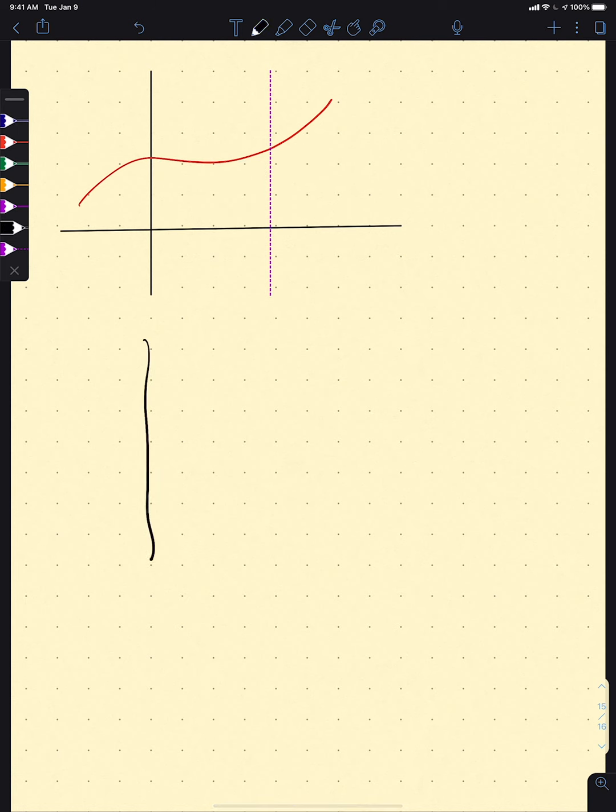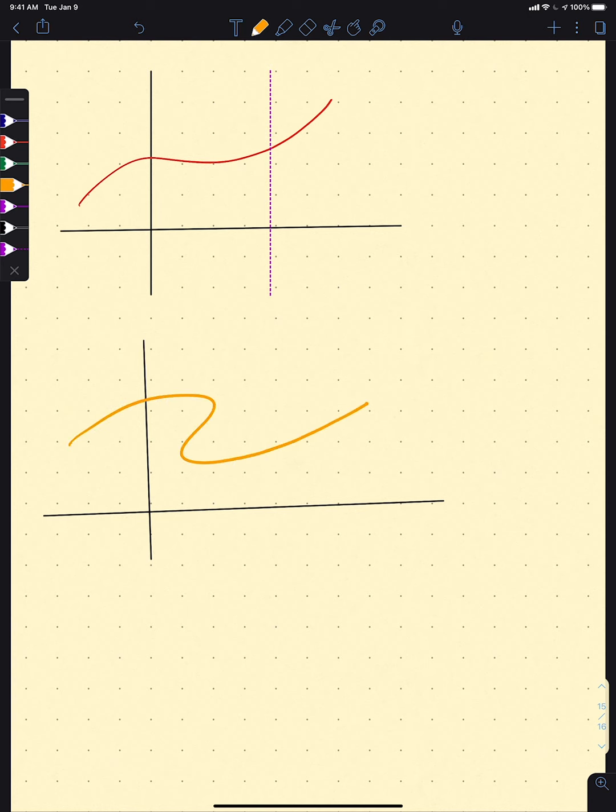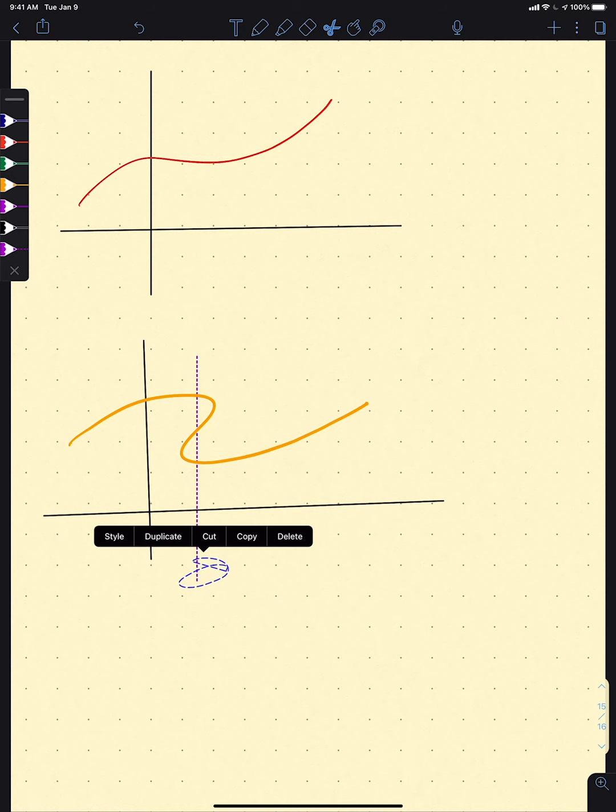Versus if we did something like this. If we take our vertical line and sweep it across, we're good here, we're good here, we're good here. Then as soon as we hit right here, this isn't a function anymore, because look at this, we have 1, 2, 3 outputs for this input. So this curve isn't a function. This is what we call the vertical line test.